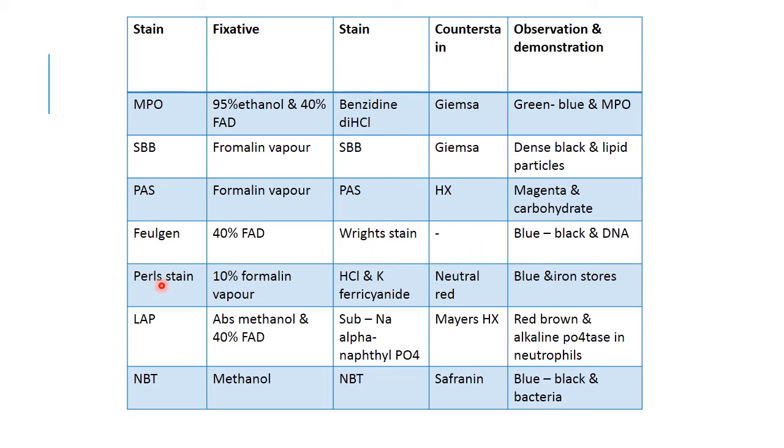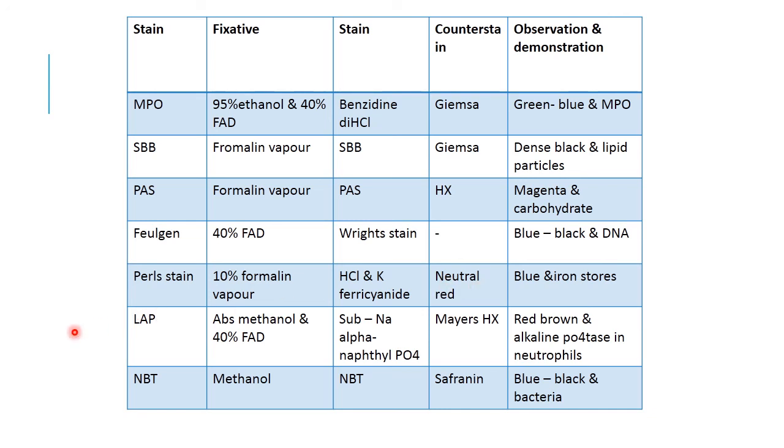Pearl stain: 10% formalin vapor is used. Stain is HCl and potassium ferricyanide. Counter stain is neutral red. Observe, you are going to see blue color and you are looking for iron stores, either hemosiderin or ferritin.